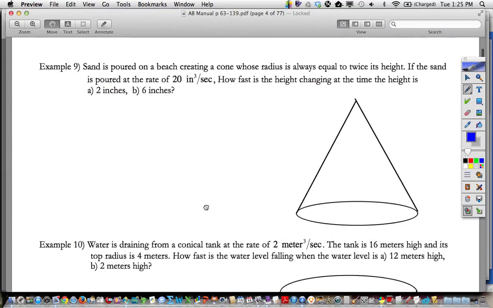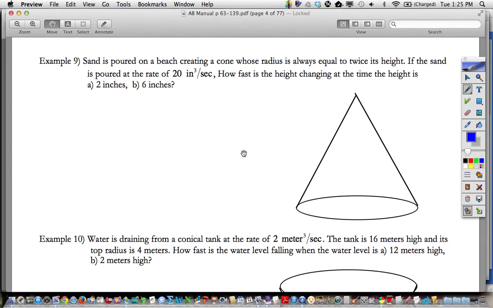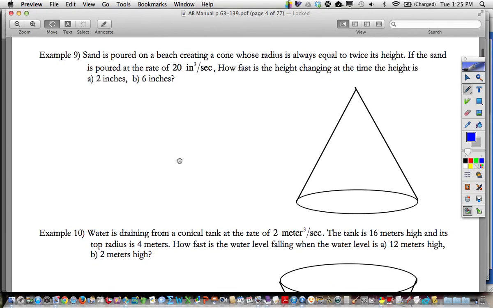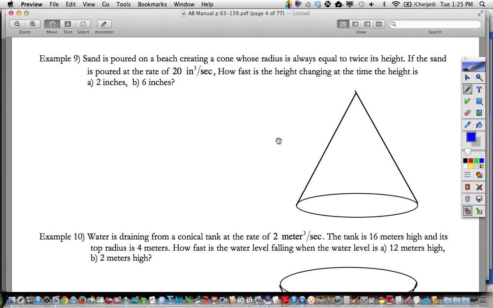Now, I've got two cones. I like the cone problems. Hint, hint, hint. Quiz Monday. The cone, there's two different types.